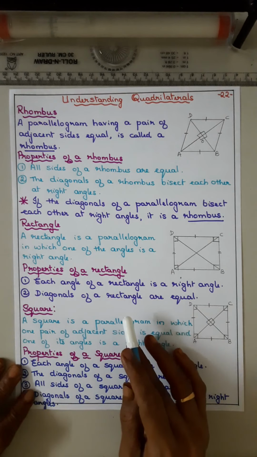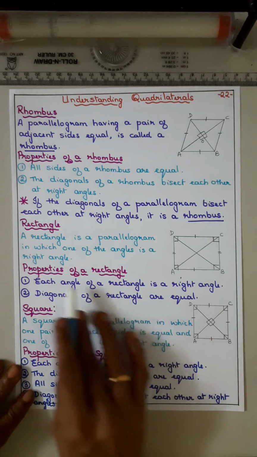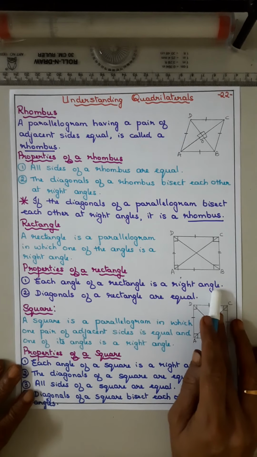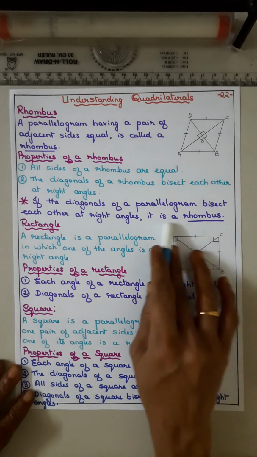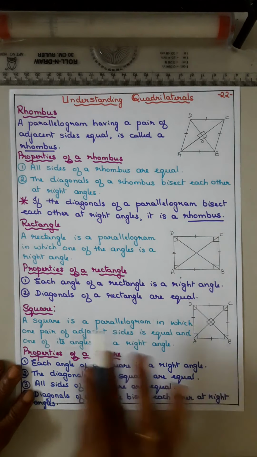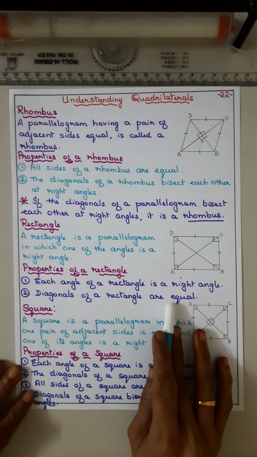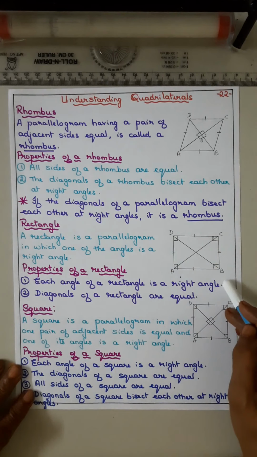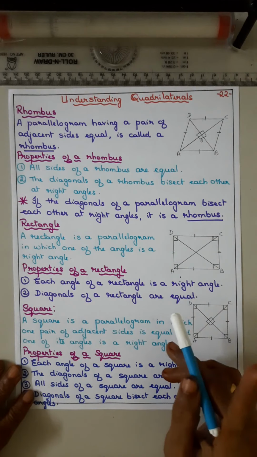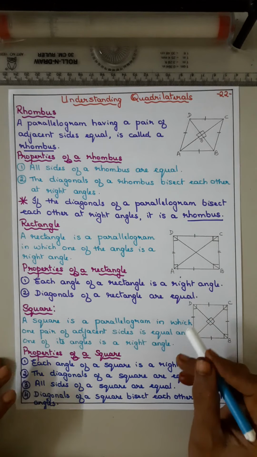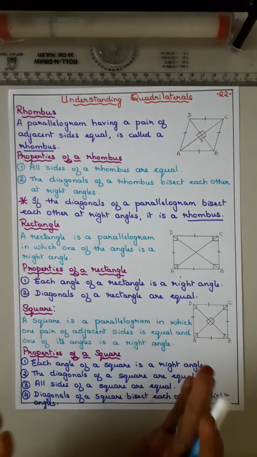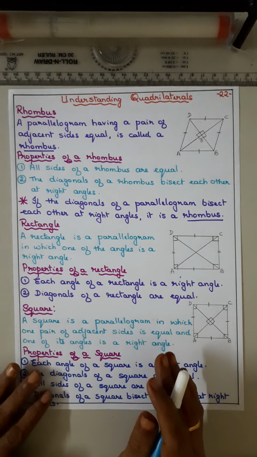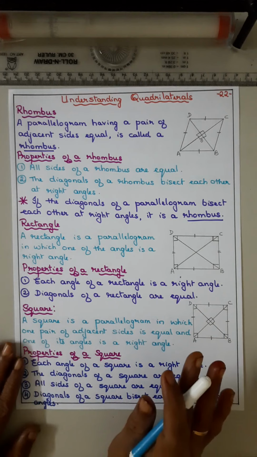Now coming to the properties of the rectangle. Each angle of the rectangle is a right angle. Corner angles all are right angles. Now the diagonals of the rectangle are equal. The diagonals, they are equal. So in a parallelogram, the diagonals are not equal. Remember, the parallelogram was slightly inclined. So in that, the diagonals are not equal.